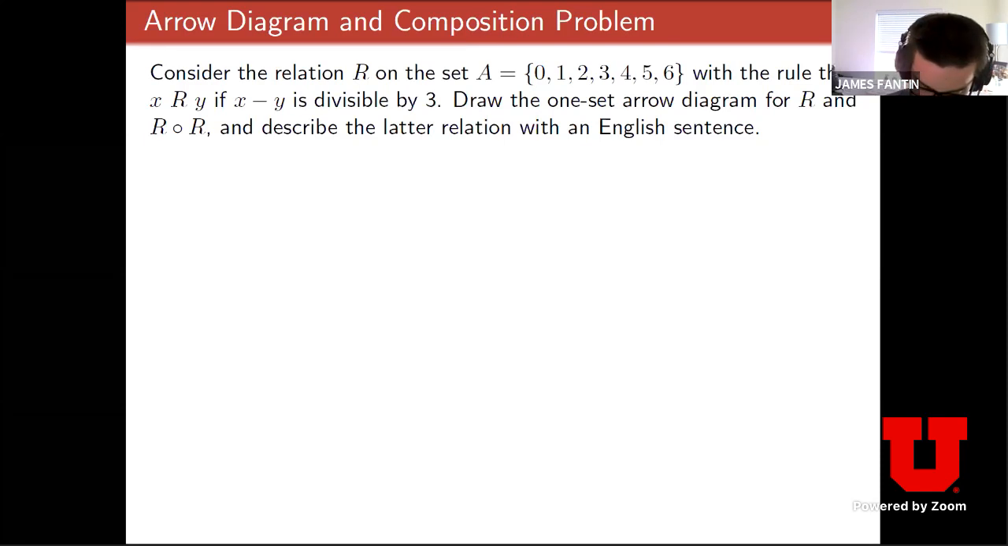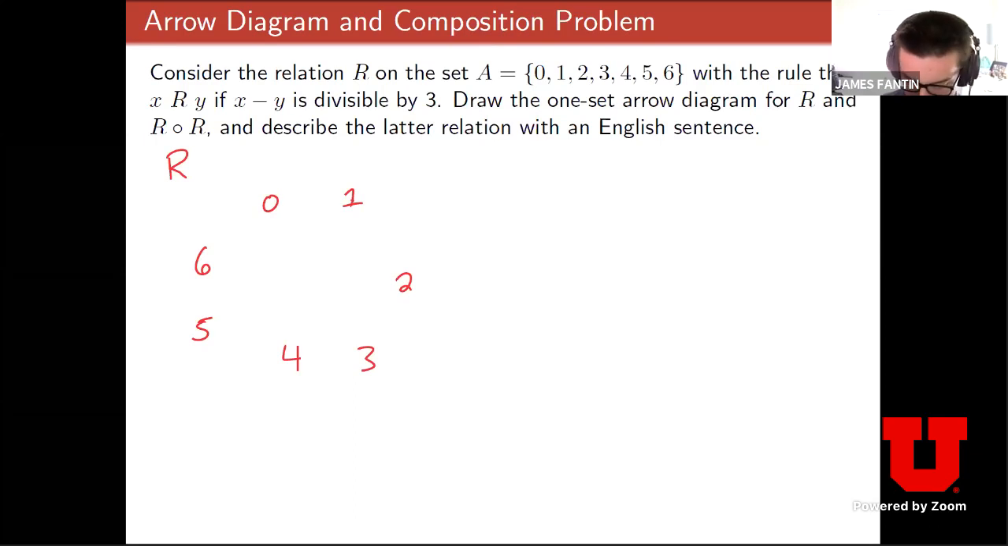So let's think about drawing the arrow diagram for just the first relation, R. We'll have 0, 1, 2, 3, 4, 5, 6. And then we're just mapping these elements to the values such that x minus y is divisible by 3. So just by typing in chat, where would the element 0 be mapped to? What elements are such that 0 minus that element will be divisible by 3?